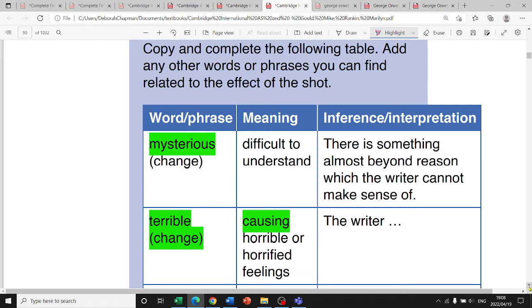Anyways. So, terrible. What is the meaning of terrible? Okay. So, causing horrible or horrified feelings. Because this is when he realizes what he has done. This is when he realizes what he has done.